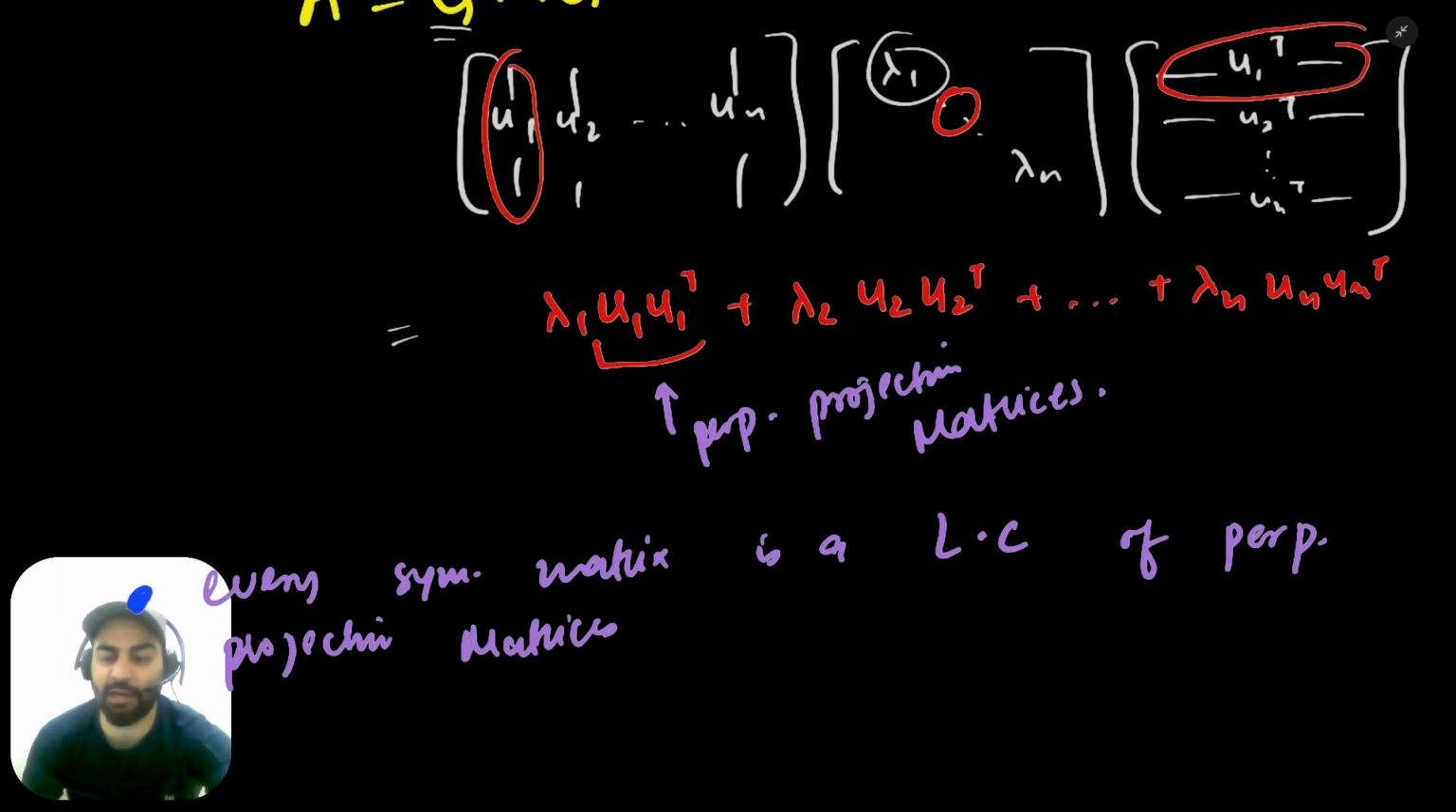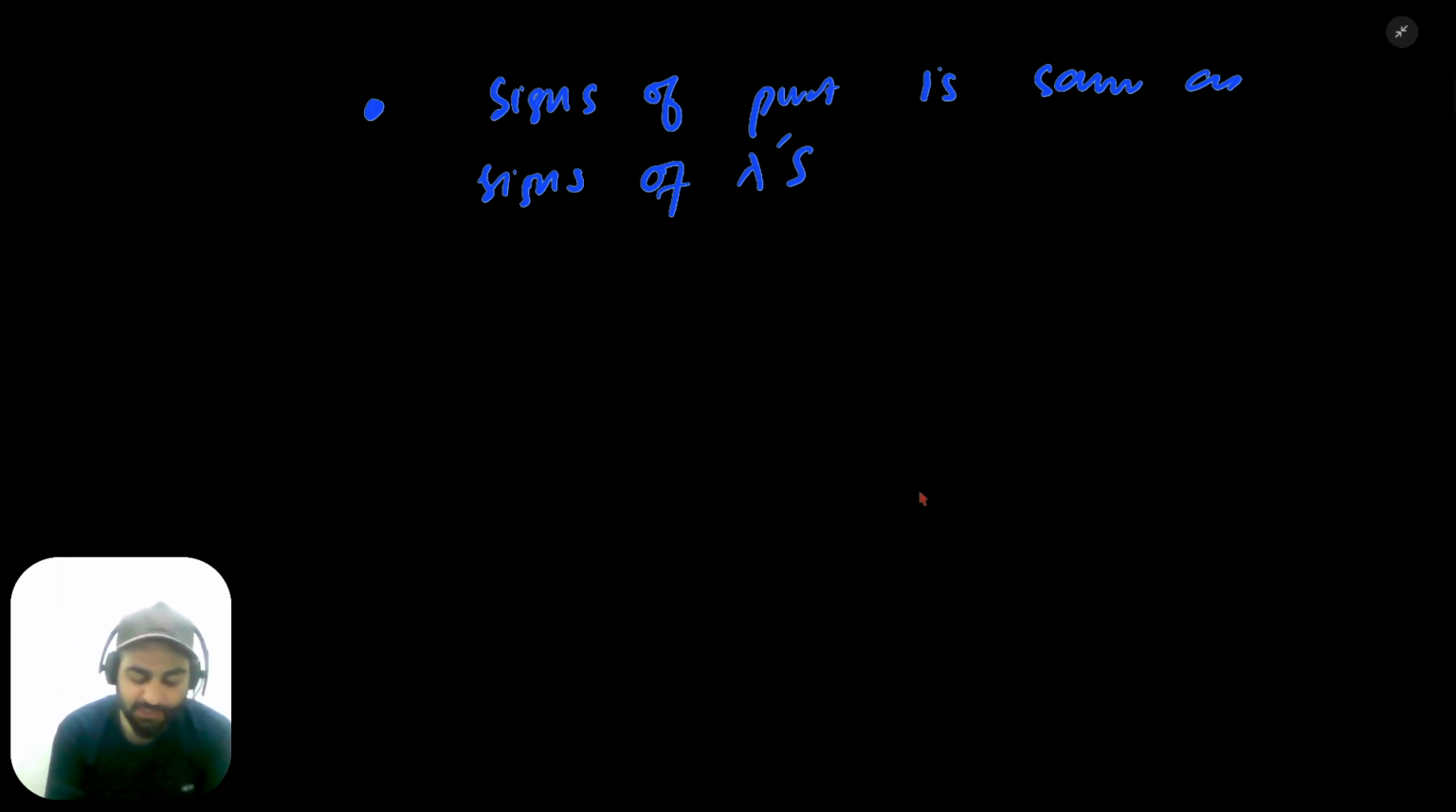Is it clear so far? So one more thing that I want to mention about these matrices is that signs of pivots are the same as signs of lambdas. So what is the implication of this?